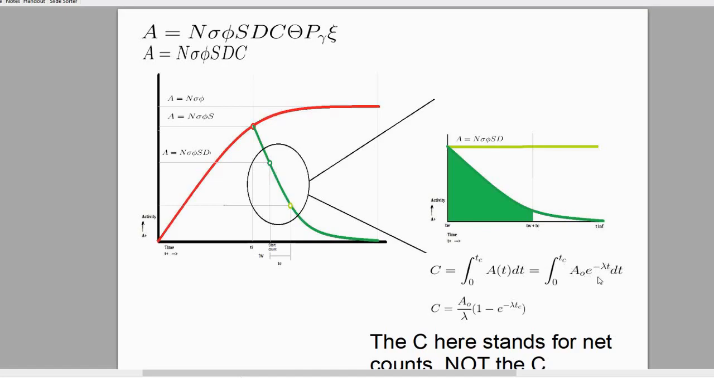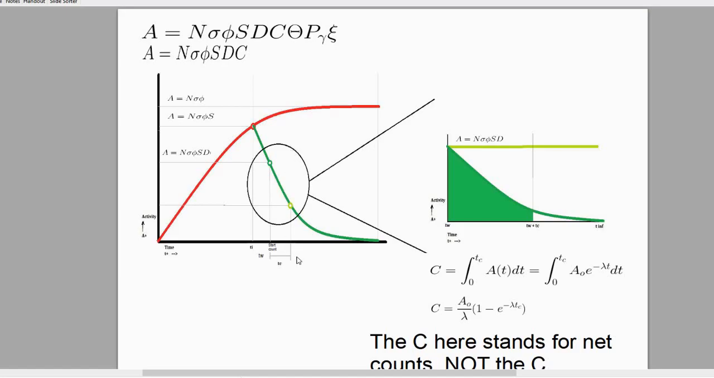e to the negative lambda t, right? So it's decaying. Once we put it on the detector, it's decaying. That's kind of all this equation's saying, and we're integrating over time to get the total counts. But we measured the total counts. We didn't measure the initial activity, so we have to resolve this equation and multiply by lambda, divide by 1 minus e to the negative lambda tc, and solve it for A0, where A0 is the activity when we placed our sample on the detector.